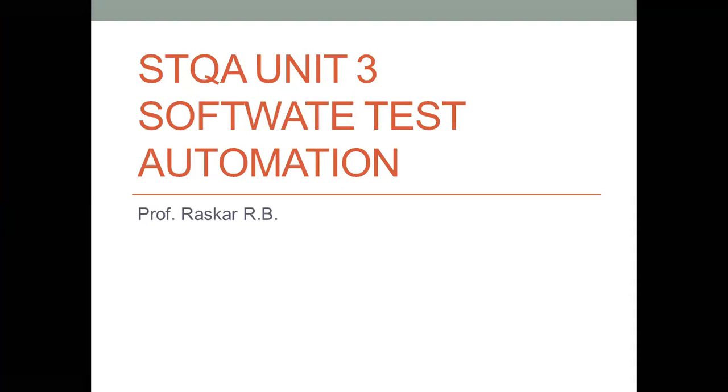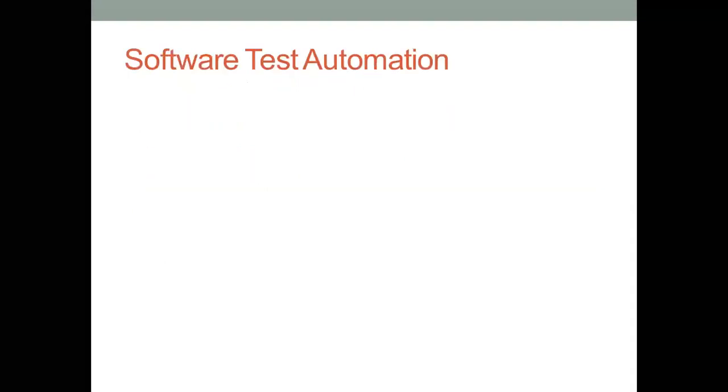So today we are starting the next unit, unit 3. The name is software test automation. So far we have seen what is testing, then which are the types of testing, which are the approaches, what is a test case, what is test planning. So today we will start unit 3. So first, software test automation. In this unit we will focus on automation.